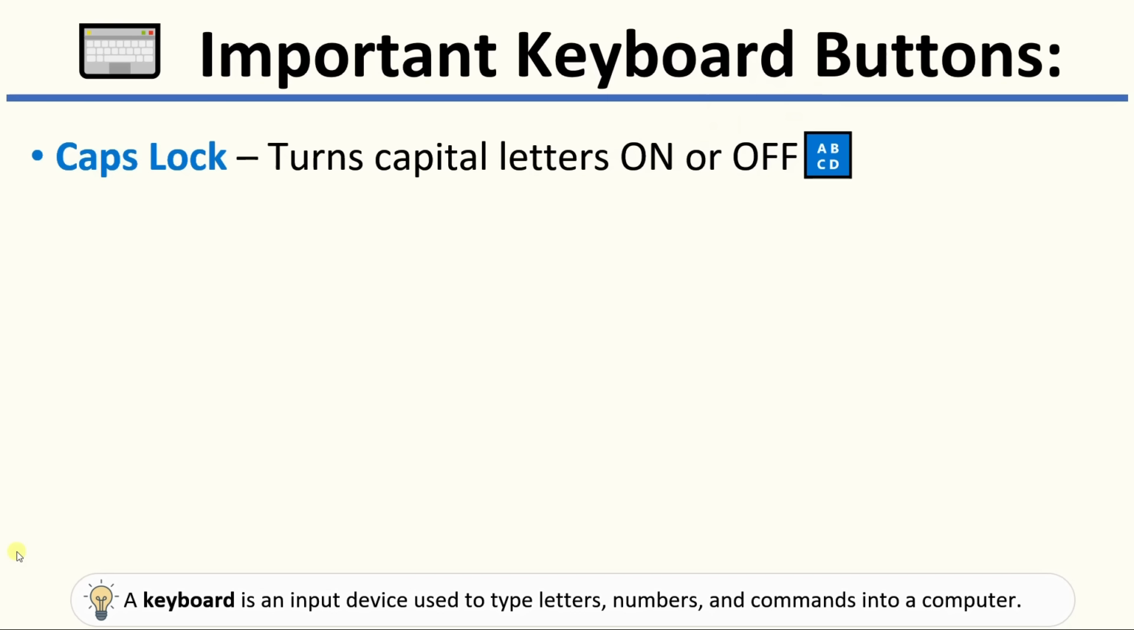This key turns all letters into capital letters. Just tap once to turn it on and again to turn it off. Very useful when typing with your keyboard and you want to make something look good. Now, after typing, we need to separate the words.